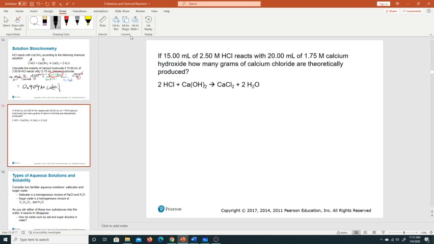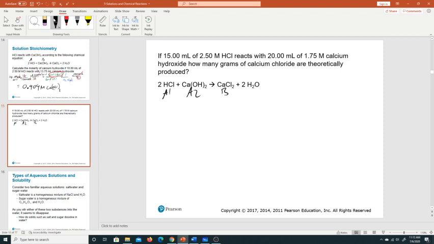The next one, same chemical reaction. A 15.00 milliliters of 2.50 molar HCl reacts with 20.00 milliliters of 1.75 molar calcium hydroxide. How many grams of calcium chloride can you produce, theoretically? So this is a limiting reagent stoichiometry problem. I'm mixing these two solutions together, this acid and this base together. We're producing calcium chloride. The question is, how much can you make? Does the acid run out first, or does the base run out first? Well, we have two A's and a common B. HCl is A1, calcium hydroxide is A2, my B is going to be calcium chloride.